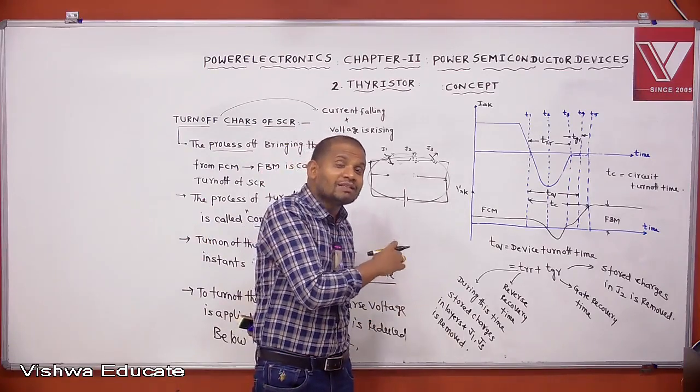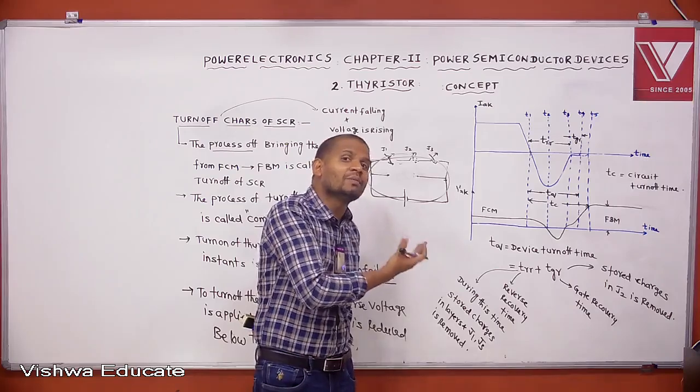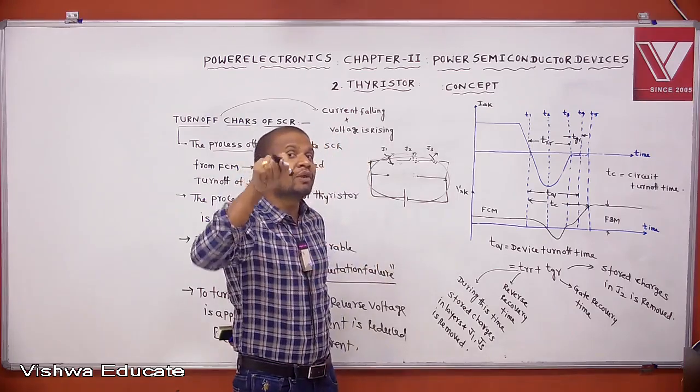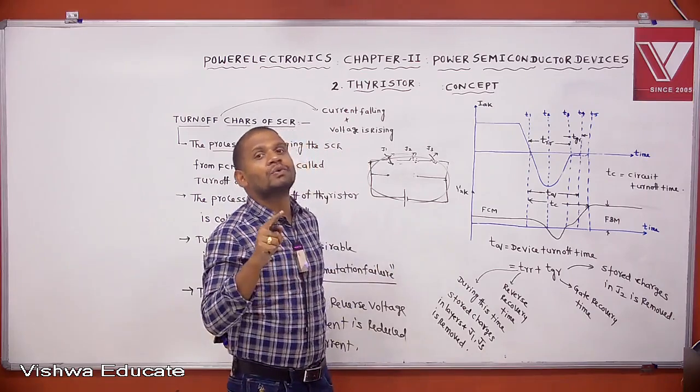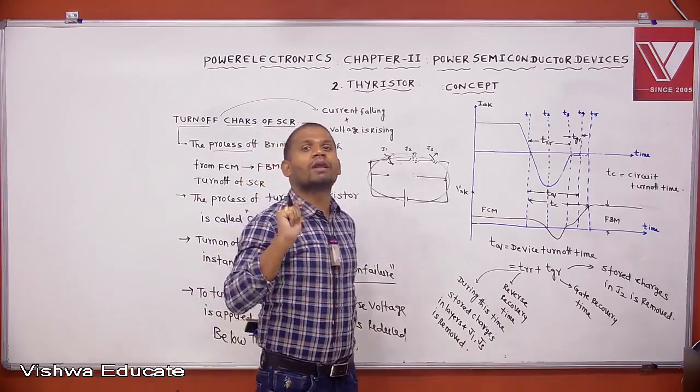We have recovered within less time now, the device recovered within less time, that is nothing but the device turn off time. But which time can you always maintain as more? Circuit turn off time. Why? For reliable turn off of the thyristor.